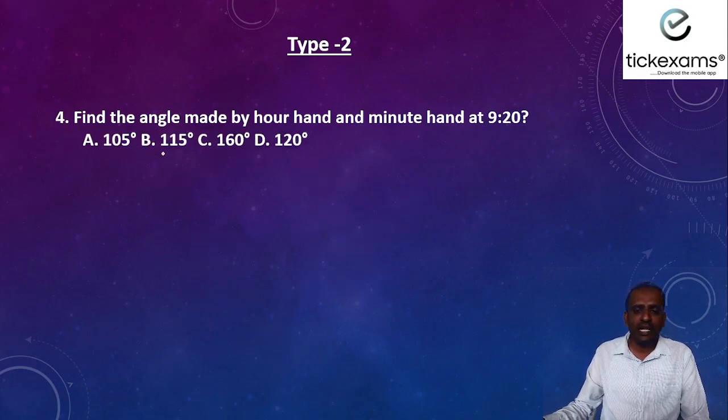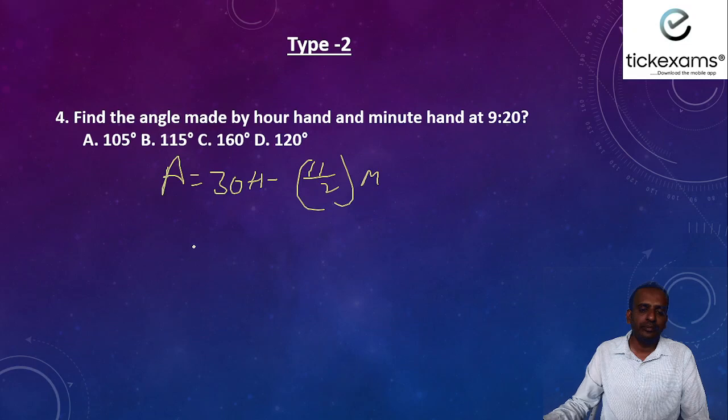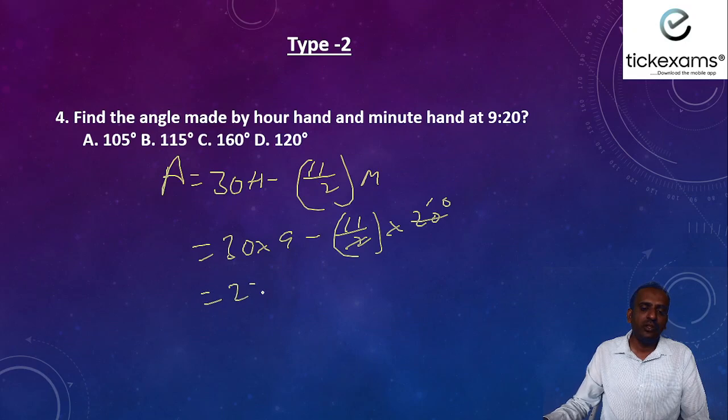Find the angle made by hour hand and minute hand at 9:20. Again this is in the second half. So I will say A is equal to 30 h minus 11 by 2 m. 30 into h, which is 9, minus 11 by 2 into 20. 2 tens are 20, 30 into 9 is 270, minus 11 into 10, 110. So this will be 160 degrees. Option C is the right answer.